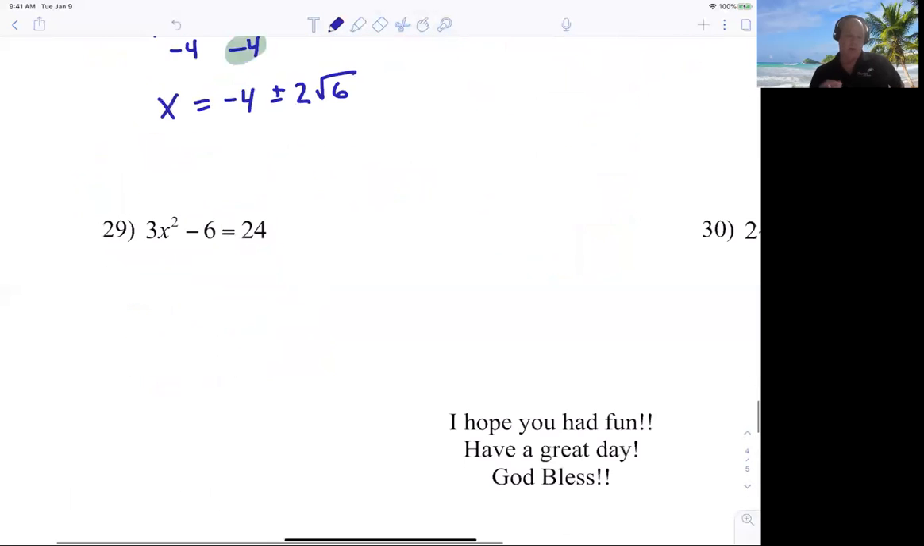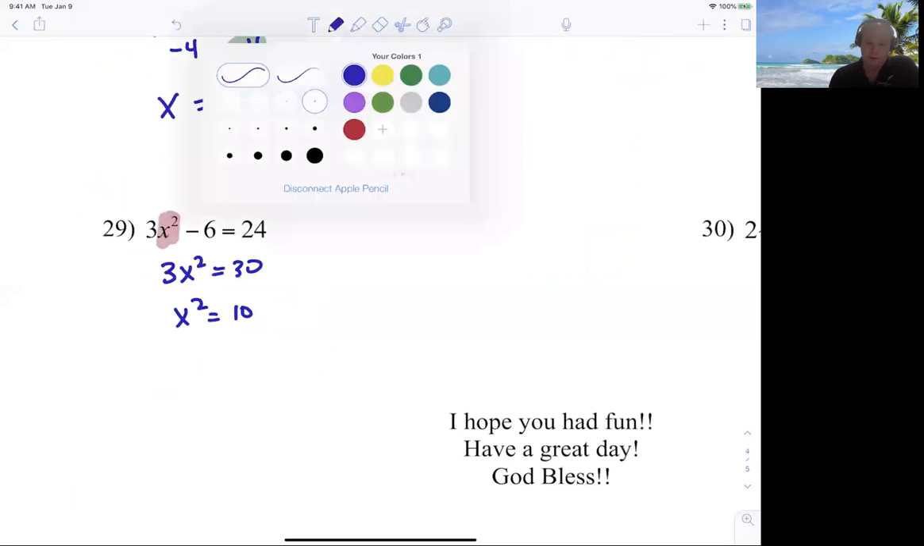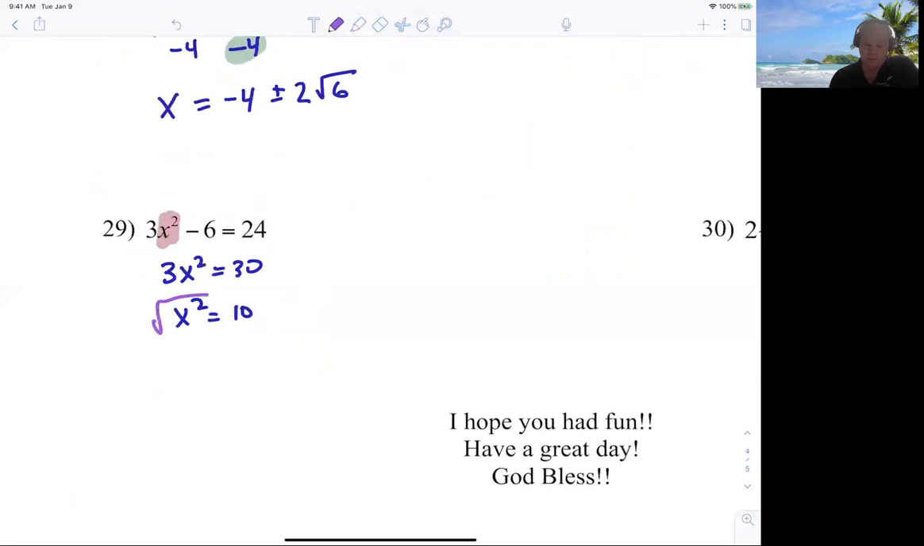All right. Now I notice on this one that there is just a square term. So what I want to do is isolate it by adding 6. So 3x squared equals 30. Divide by 3. x squared equals 10. Now I do what? Take the square root of both sides. So x is equal to plus or minus the square root of 10.